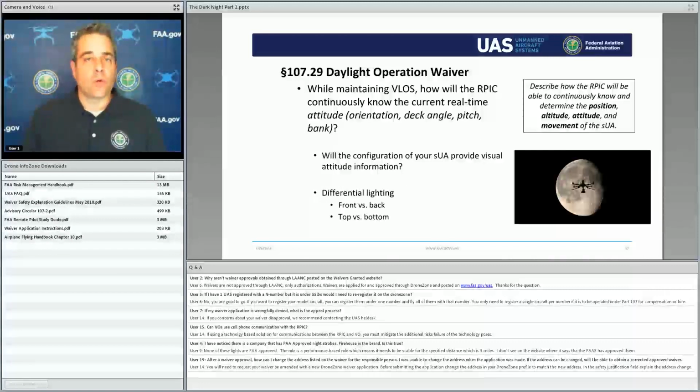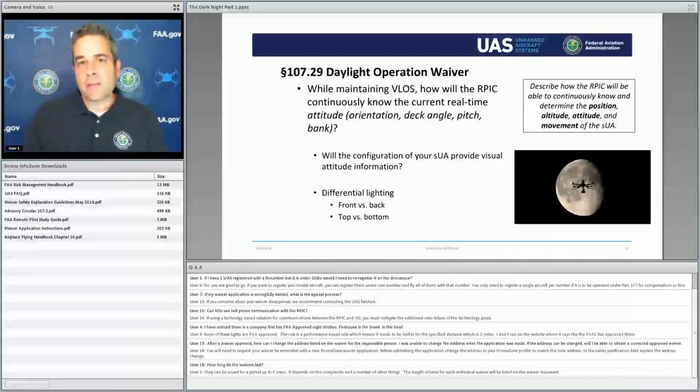What about the deck angle or pitch or the bank angle or the orientation of your UAS at night? Without lights, this might be quite challenging. So when we're talking about differential lighting, are you using different colors on the front or the back of your UAS? Are you using different colors on the top or the bottom? Or does the actual configuration of your UAS, the actual aircraft itself, provide clear data?